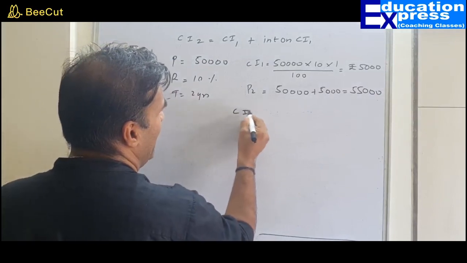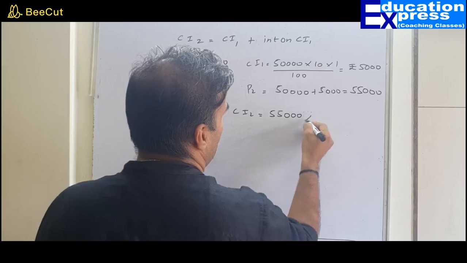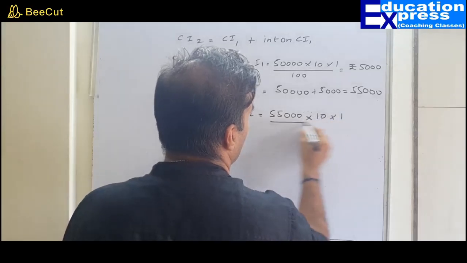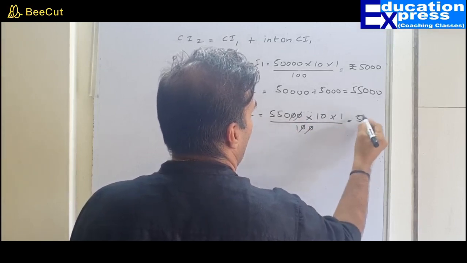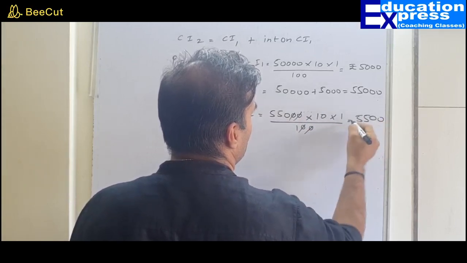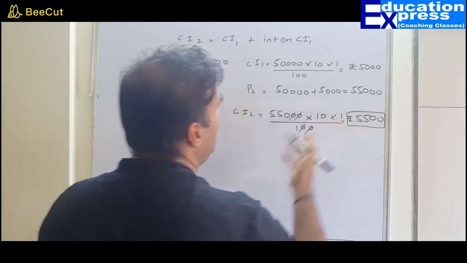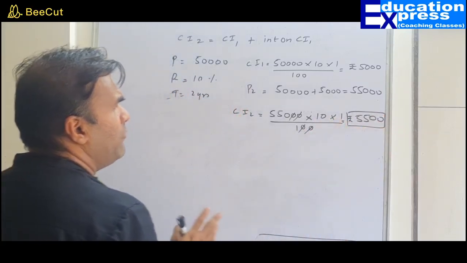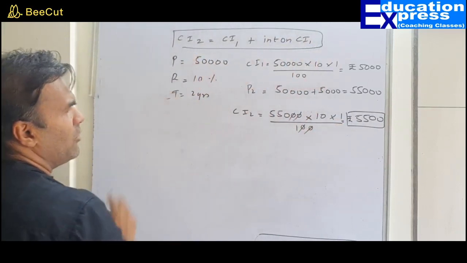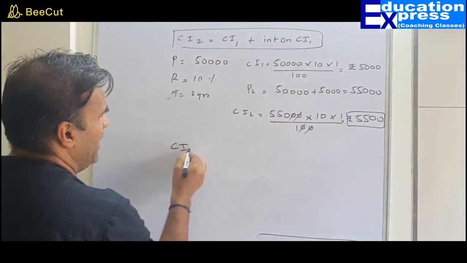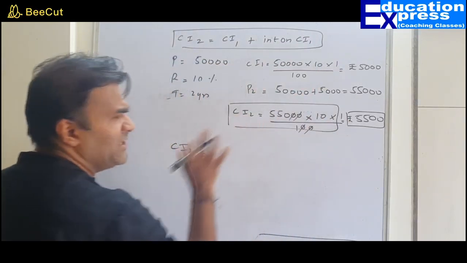How do you find CI2? CI2 would be 55,000 into 10% for 1 year. It is going to be 5,500. So I know how to find all these things. Now I am going to establish this relation, whether this is right or wrong. Can I find CI2 by using this? I will not use the method of CI2 I just used.